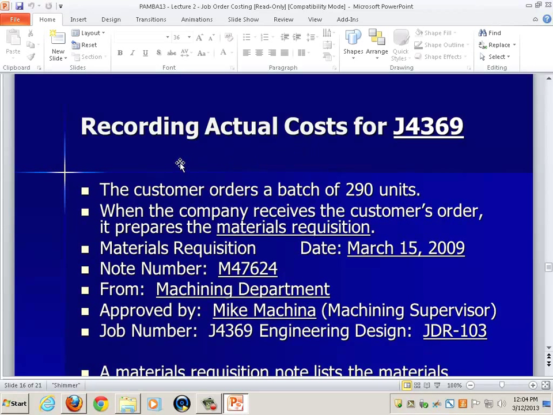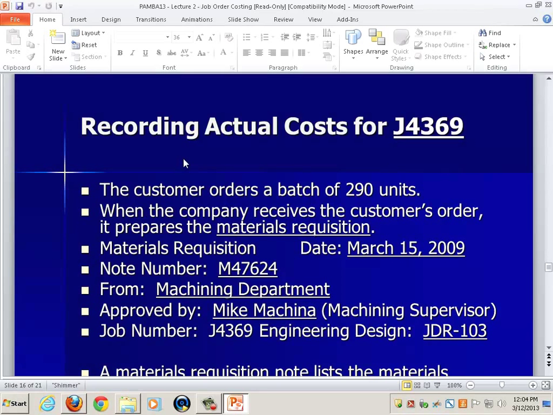And now the story goes that the contract is for 1,500 units, the valves, but the customer doesn't need all of them at once. So within the contract, the first order is for a batch of 290 units. So the customer orders a batch of 290 units, and we, the Famous company, are scrambling to deliver.